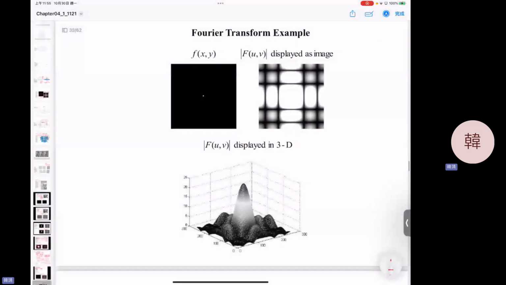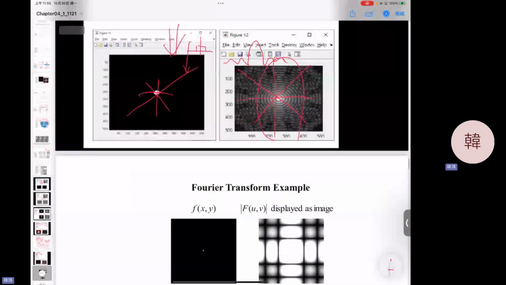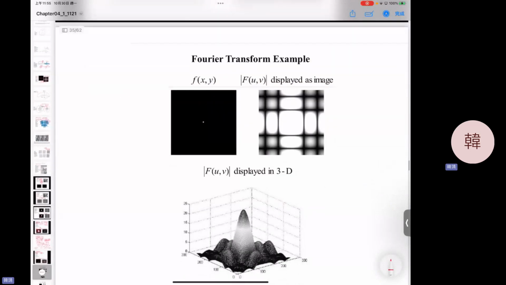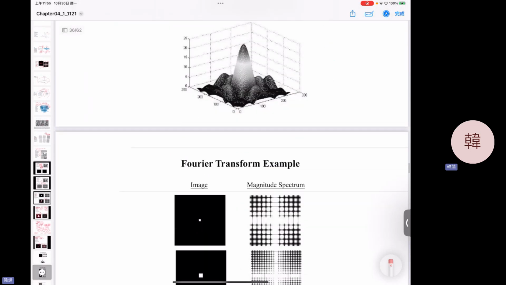Okay, so here's some more Fourier transform examples, with f of x,y and F of u,v displayed as an image. This is the magnitude spectrum. You see this is a very small rectangle, but in the frequency domain it becomes wider. You can also present it in 3D, if you want a 3D image.